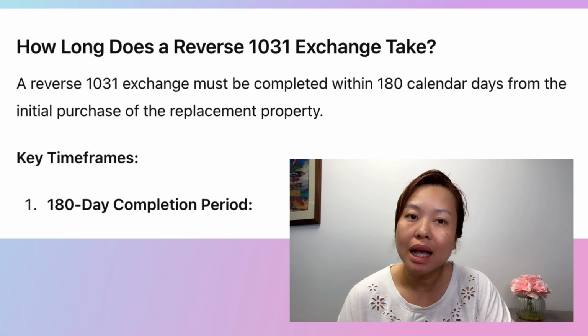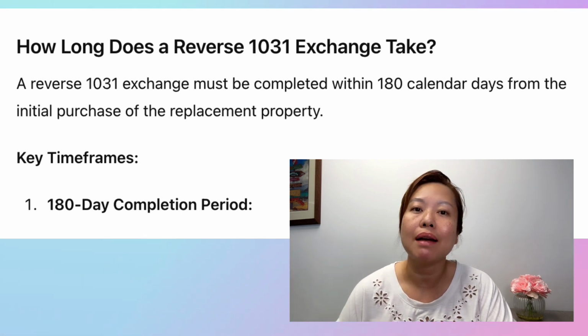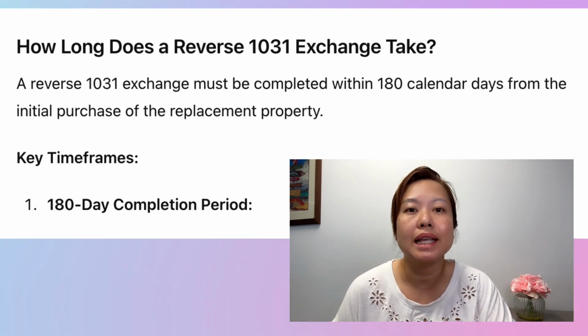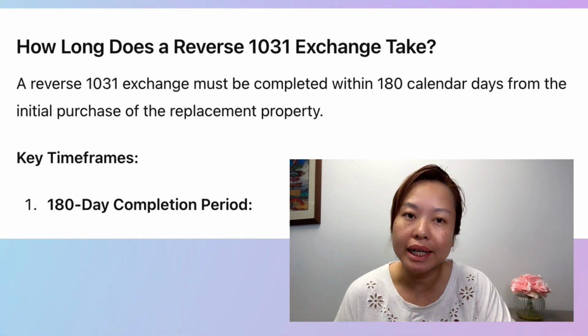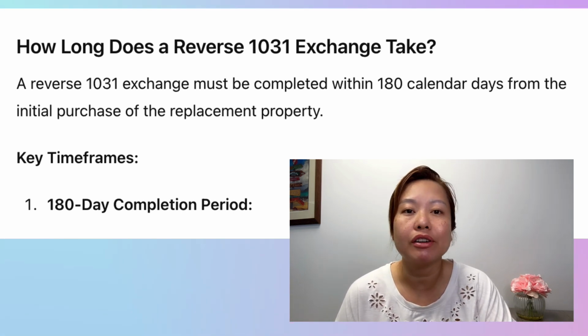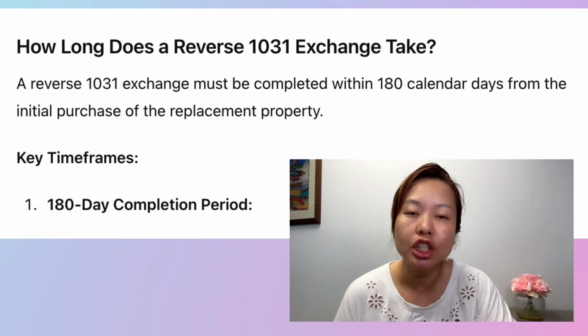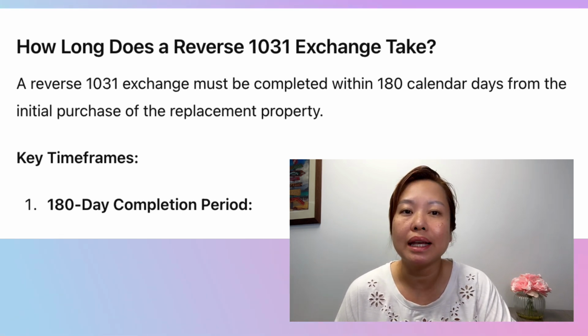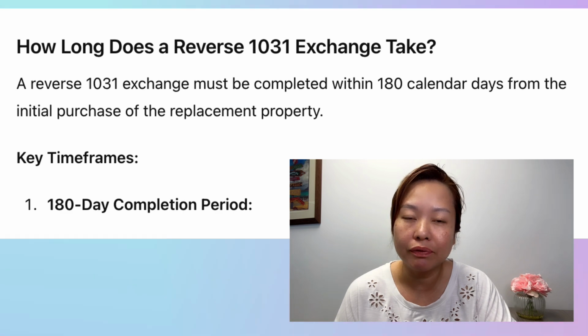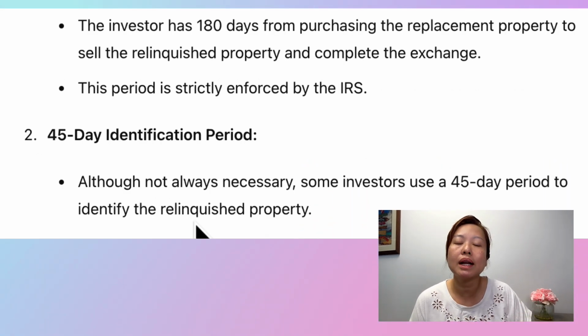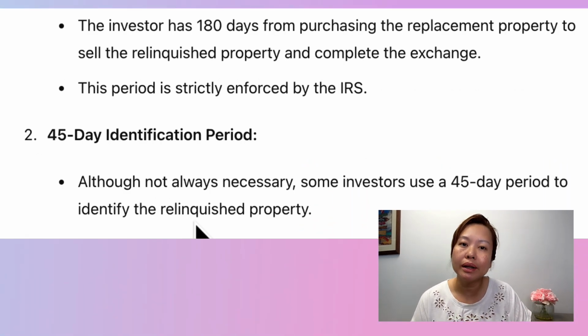So the process involves two critical time frames. The first one is the 180-day completion period. The investor has a total of 180 days from the day the replacement property is purchased to sell the relinquished property and complete the exchange. This period is strictly enforced by the IRS, and missing this deadline can result in the exchange not qualifying for tax deferral. The second one is a 45-day identification period.